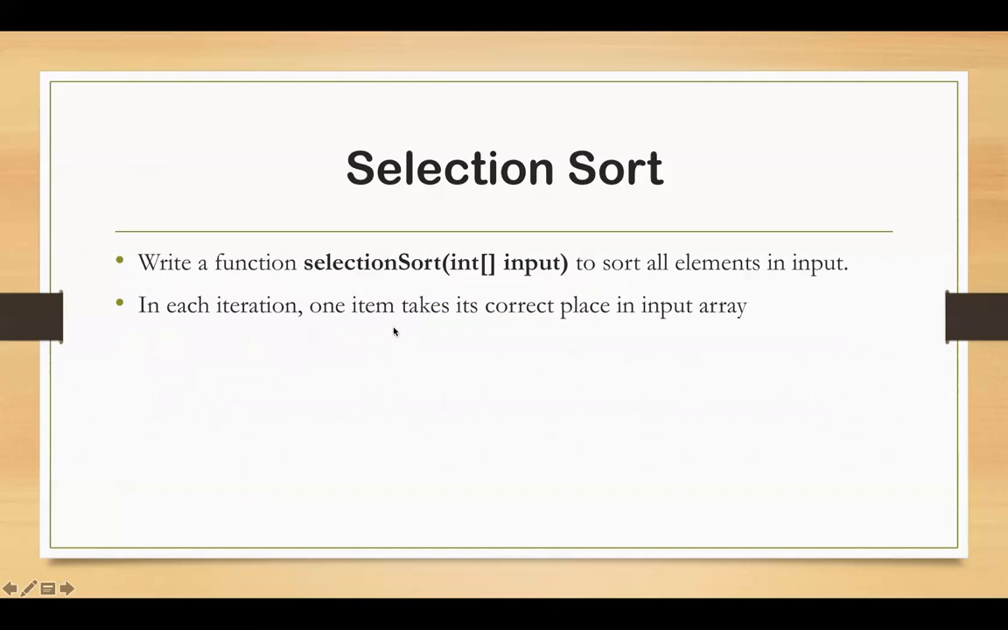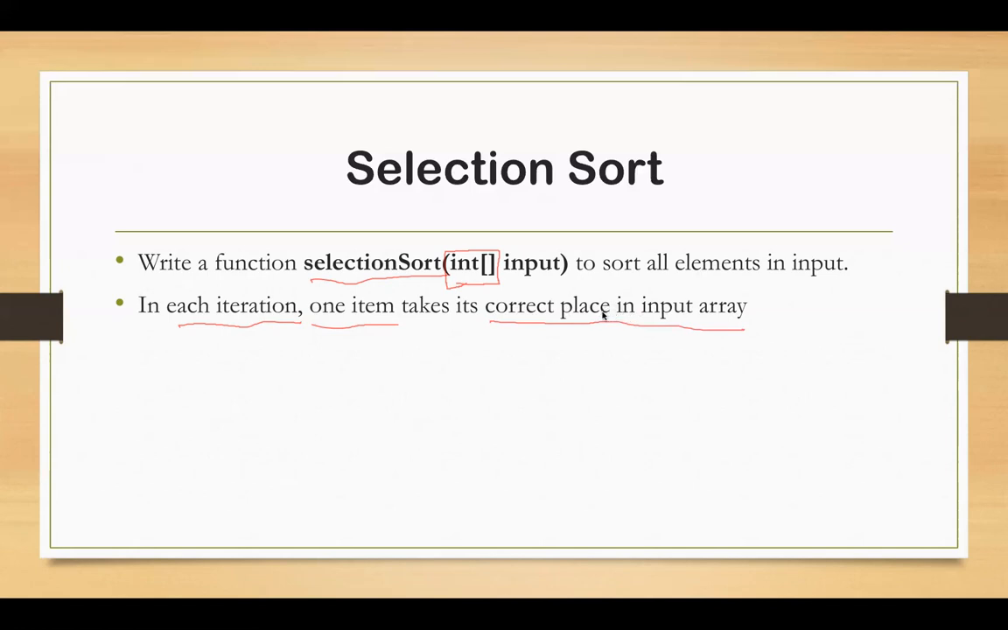In this video, we'll also write one small function to demonstrate the selection sort algorithm, which will have its method name as selectionSort and will take an array of int elements. We'll also observe that when we complete each iteration, one item, which will be the largest, will take its correct place in the input array.